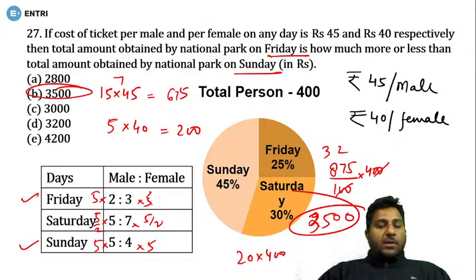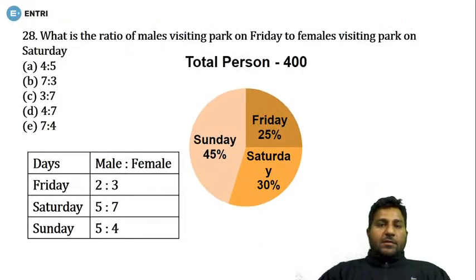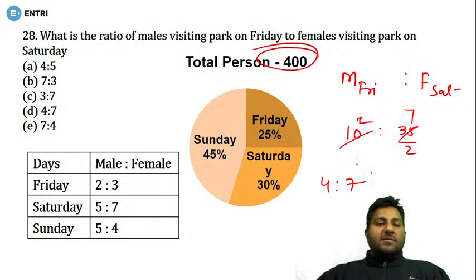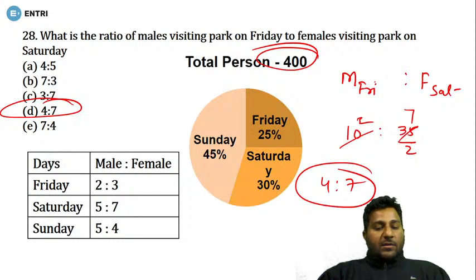That's a really good question. Next, what is the ratio of males visiting the park on Friday and females visiting the park on Saturday? Male on Friday, okay, and female on Saturday. So clearly we don't need this 400 data. Males visiting on Friday will be 10%, and females visiting on Saturday will be 35 by 2, so 5 2 5 7, clearly 4 by 7 is the correct answer. You don't need to solve the whole question. I hope you all have got it.